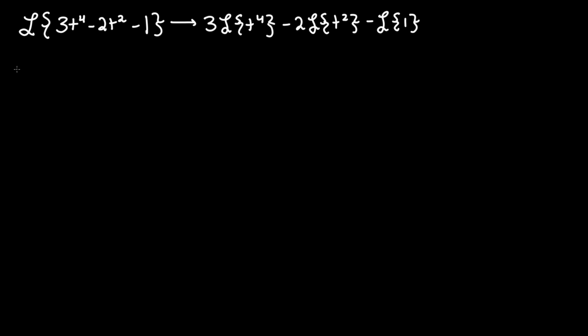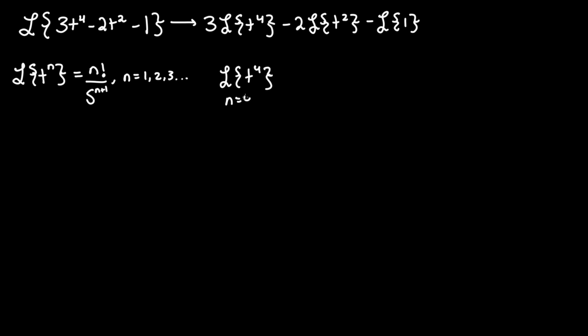From here, we need to understand the basic property of the Laplace transform of t to the n power. From our table, this is given to be n factorial from the exponent over s to the power of n plus 1, where n is any integer, 1, 2, 3, and so on. So looking at this first term, we have 3 times Laplace of t to the fourth. Using this logic, Laplace of t to the fourth is letting n equal 4.